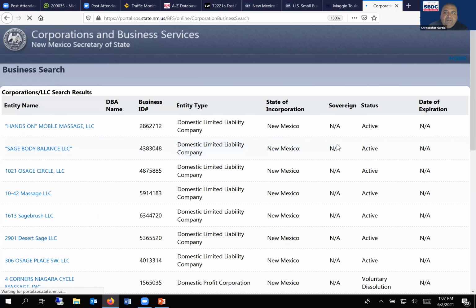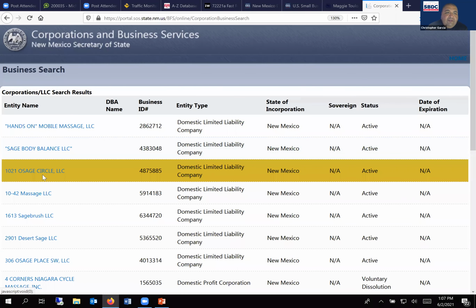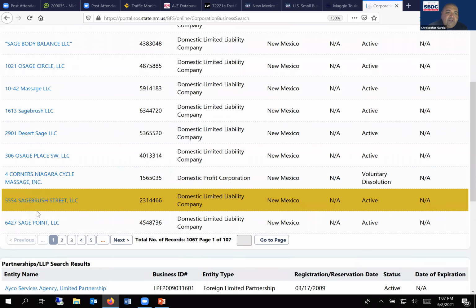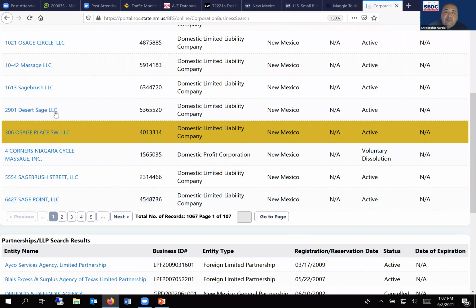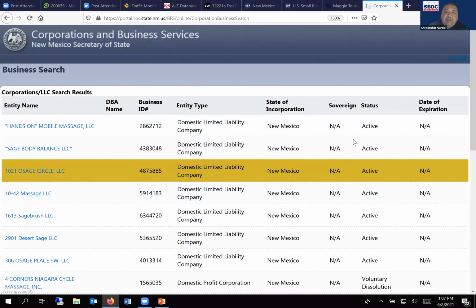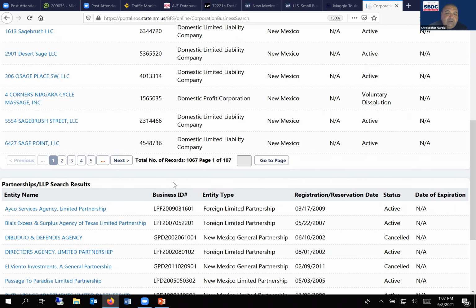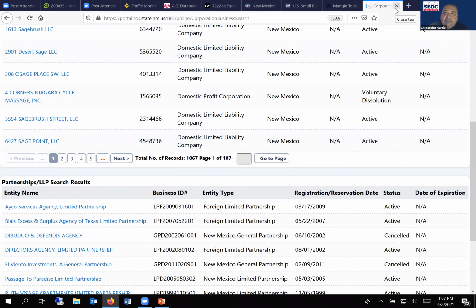And we could see all the businesses with Sage in their business name, and we could know what to avoid or what to go with. Osage Circle, Sagebrush, Desert Sage. We could see the different types of companies with those names. We could see if they're active, dissolved, or revoked. So use that as a great resource for finding business names in the state of New Mexico.